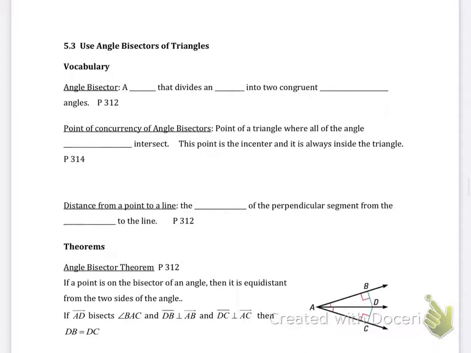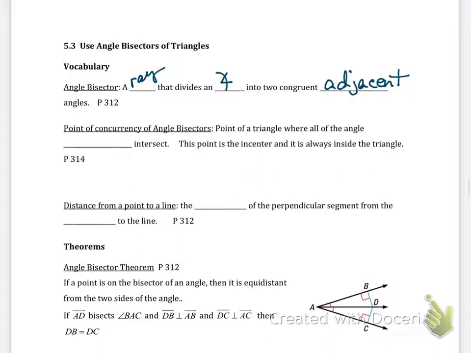Okay, in this video I'm going to do the 5.3 notes, and we're doing angle bisectors of triangles. So an angle bisector is a ray, so type in ray, that divides an angle into two congruent and adjacent angles. Okay, and if you want to read more about this, you can look in your textbook. We're on page 312.